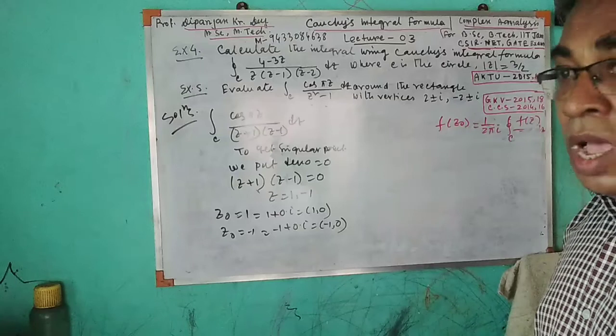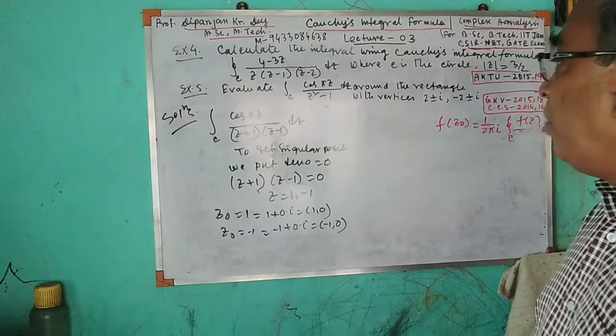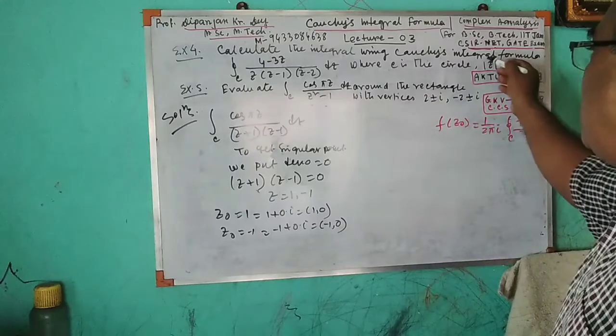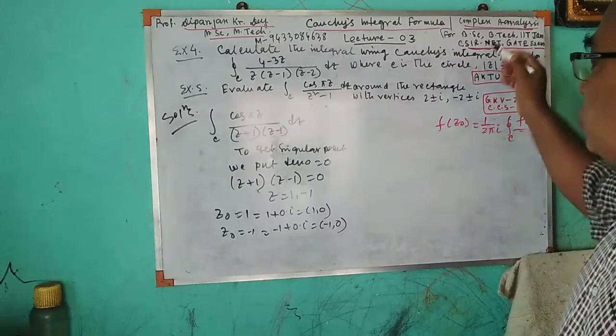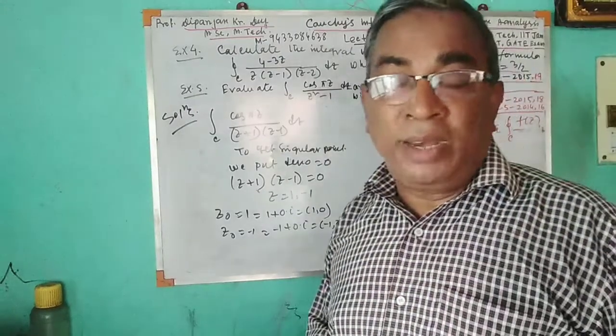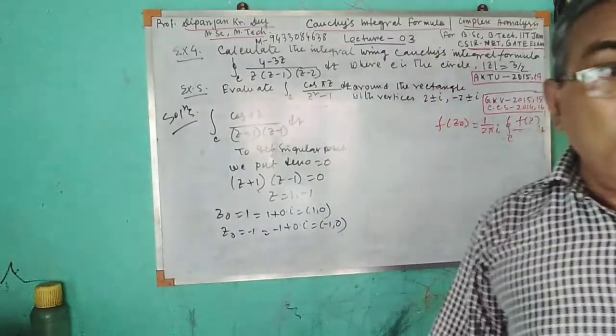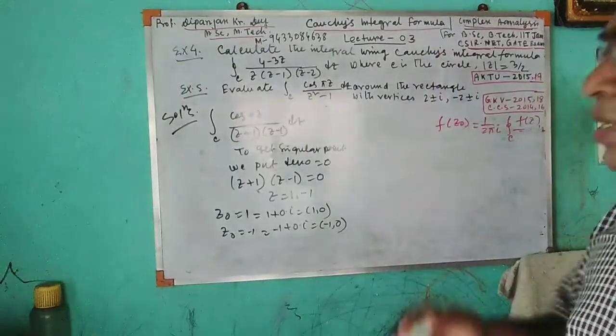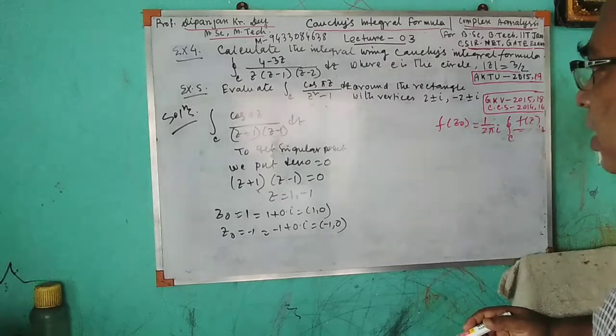Okay. After getting the singular point, you have to find the closed curve. This will always be given. Here, mod z equal to 3 by 2, so the closed curve is a circle. I already explained in my first lecture what a closed curve is: the starting and ending point of the curve is the same point.